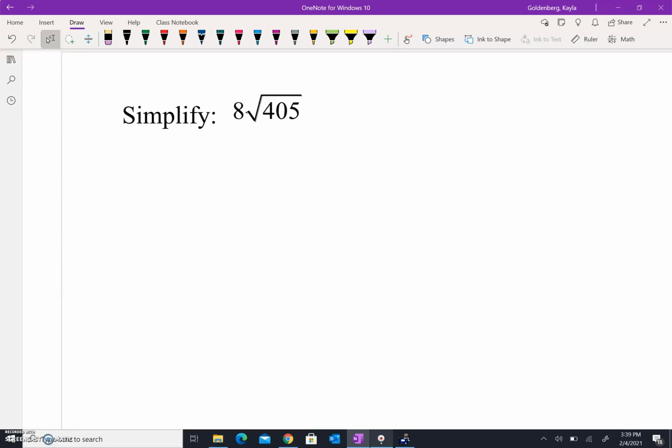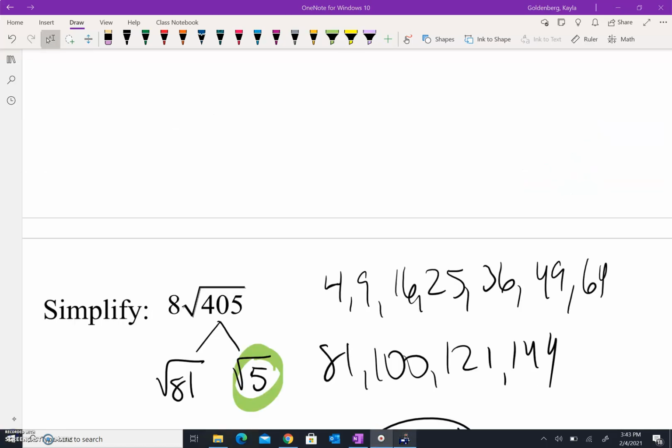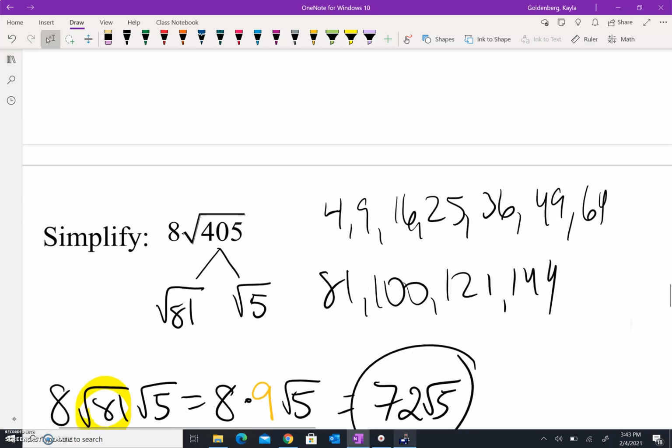So try this one. Go through your perfect squares and see what's the biggest that fits into 405. So I've got my perfect squares listed on the side. It turned out to be 81 times 5. That was the biggest perfect square. This one is pretty tricky. You just have to try them and plug them in, right? To simplify your final answer, I'll show you what that looks like.